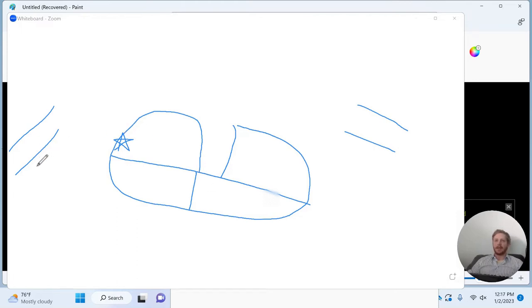Because this is actually the patient's left, and this is the patient's right. I'm sorry, this is the patient's left, this is the patient's right. I'm dysgraphic, guys, so sometimes I draw things funny, but I will get it right. So this is the right side of the heart. This is the left side of the heart.